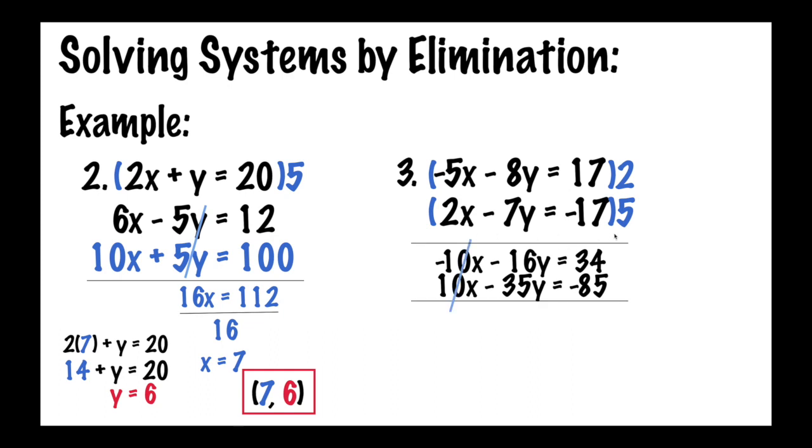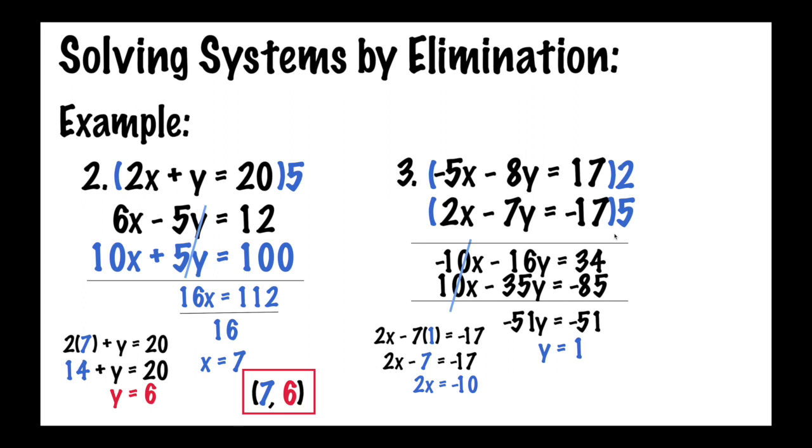From here, my x's cancel. So I'm left with -51y equals -51. If I divide both sides by -51, I'm going to get y is equal to 1. From here, when I plug in that 1 for y in either one of the equations, I chose the bottom one here, I end up getting 2x minus 7 equals negative 17. As I add the 7 over, I get 2x equals negative 10. Dividing both sides by 2 gives me x is equal to negative 5.